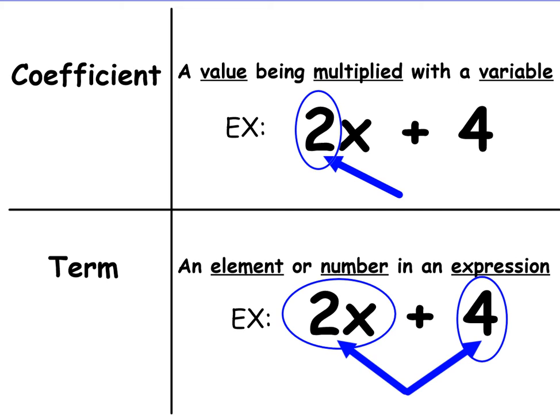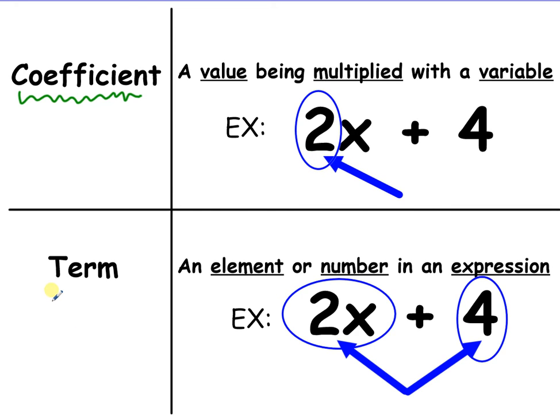The next 2 words that we have are coefficient and term. A coefficient is a value being multiplied to a variable. We just talked about variables in the last slide. Now let's talk about the number in front of the variable. That's the coefficient. A coefficient is a number that's in front of a letter. It always has to be attached to a letter. If it does not, then it would look like this 4, which is by itself, which is a constant. So again, a coefficient is always the number in front of the letter.